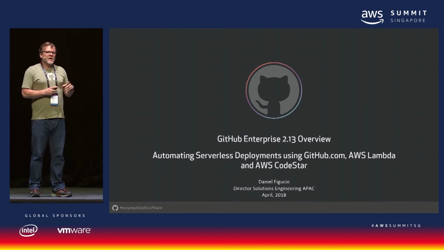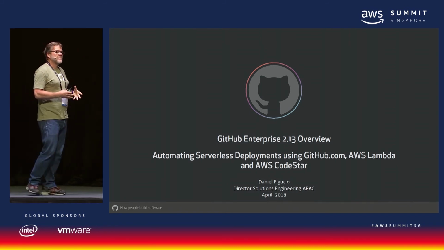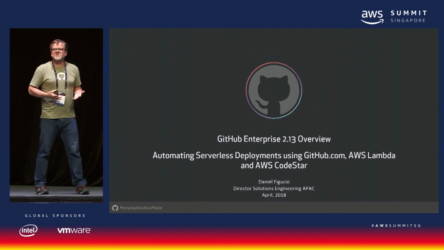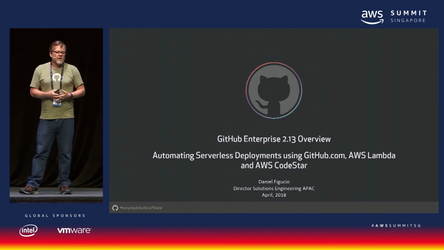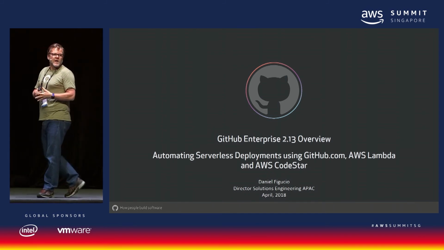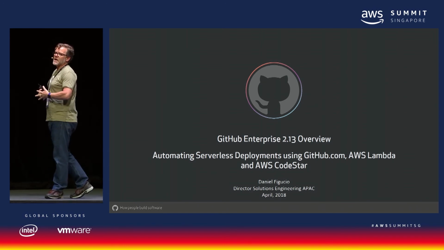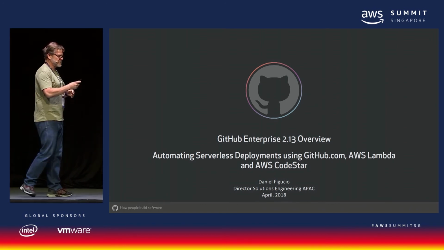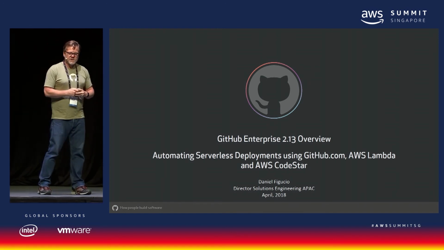Then after that, we're going to go through this long title here. I'm going to do a demonstration of how you can automate serverless deployments using GitHub.com, AWS Lambda, and AWS CodeStar. This is basically a demonstration that's grown over time. We presented something very similar to this last year, but there was no CodeStar and there was no Lambda, but it's grown and grown. So we're going to take it through from there, and you're going to see how it's changed.